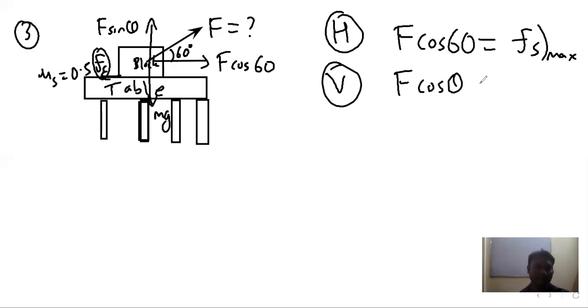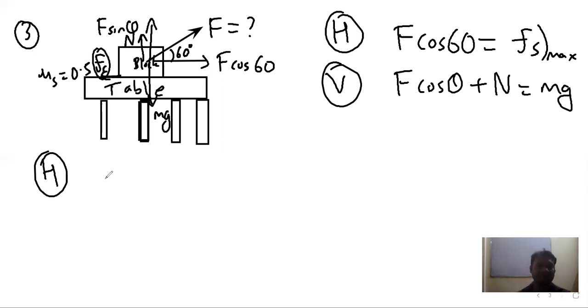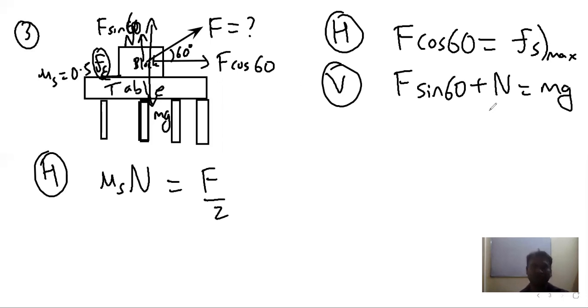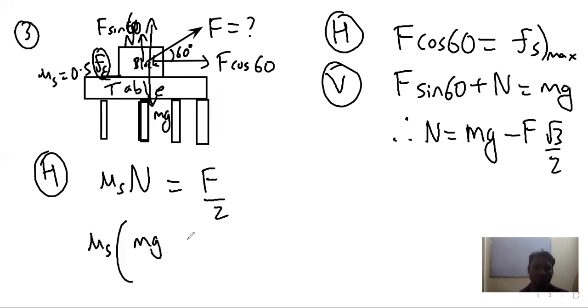Along vertical we have F sin theta plus normal reaction is equal to mg, because normal reaction also acts in upward direction. So in this case, the horizontal equation simplifies as mu s into N, which is the maximum value of static friction, is F cos 60, which is F by 2. Vertical direction we have F sin 60 force. So from this, N comes out to be mg minus F sin 60. Sin 60 is √3 by 2. So mu s into mg minus F √3 by 2 equals F by 2.